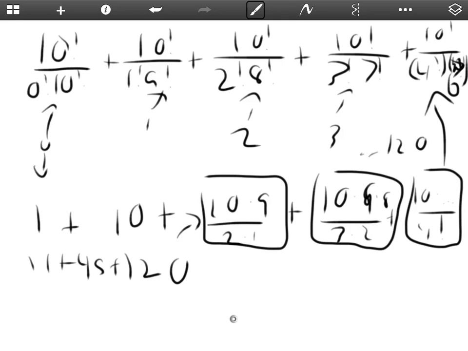Let's see. What's 5,040 divided by 24? 210. Okay, so we're going to add all these up. Plus 120 plus 48 plus 11. 389. I do not believe that that is the right answer at all.